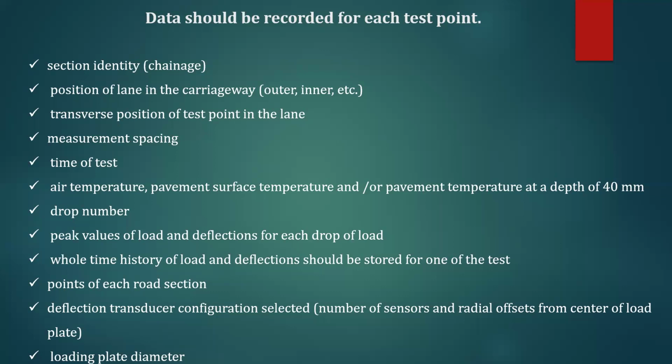I will discuss the time of test and temperature in further slides. Air temperature is very much important, and the pavement surface temperature is very much important. For this, we have to measure pavement temperature, but you should not measure at the surface. You have to measure at a depth of some 40 mm. Then the drop number, how many drops you have made using the falling weight deflectometer, and the peak values of loads and deflection for each drop. The whole time history of the load and deflection should be stored for one test. You have conducted one test, so the whole history of the load and deflection should be saved.